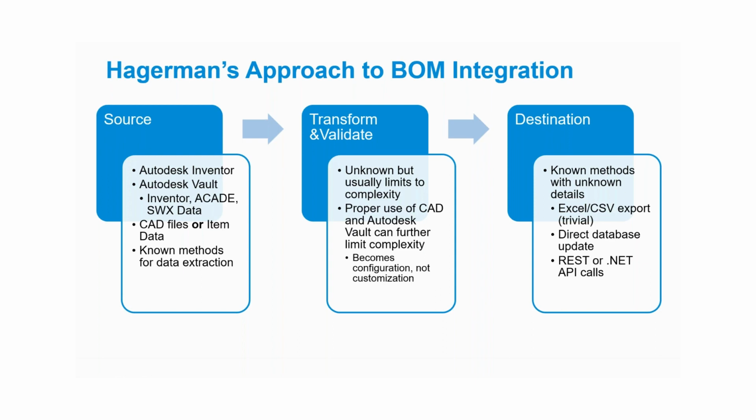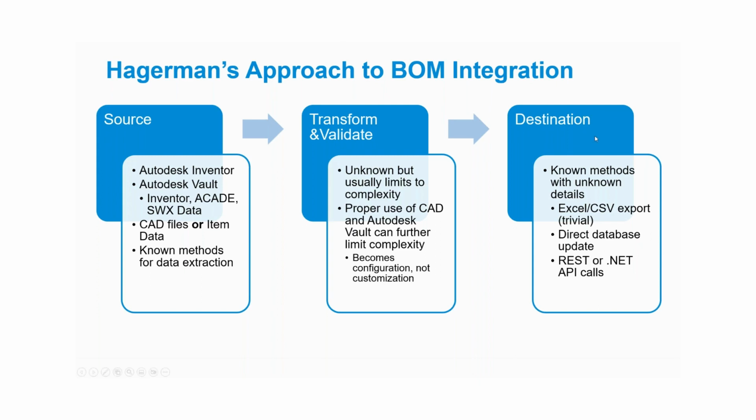And a lot of times, if you use Vault or your CAD software in the right way and configure things in the right way, you can further limit the complexity that's required in your transformation and validation steps, like making sure that before you can release an assembly in Vault, you have a description property, right? Vault's doing your validation in that case, not your middleware, right?